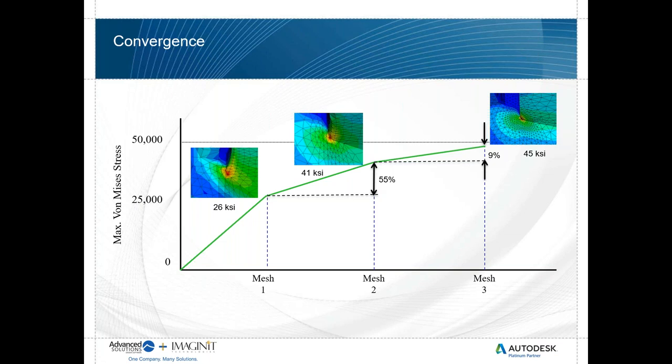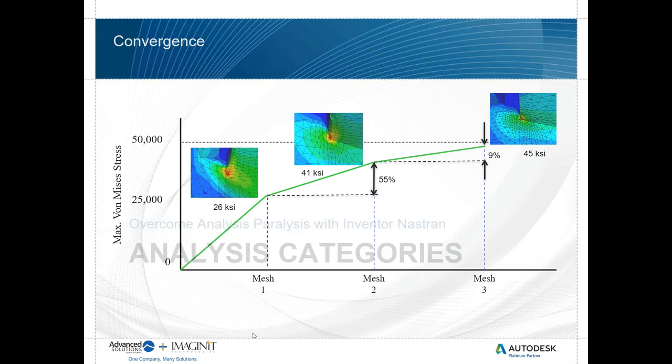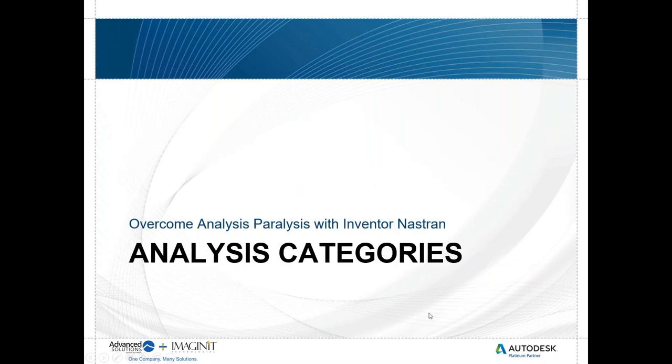Okay, now, when you go back and make that mesh even finer, then we only grow up to 45 KSI. So we're only gaining 9%. So at some point that starts to flatline and it doesn't change. So therefore we use mesh convergence to say, when is that enough? All right, so now, that's just kind of the general information there.